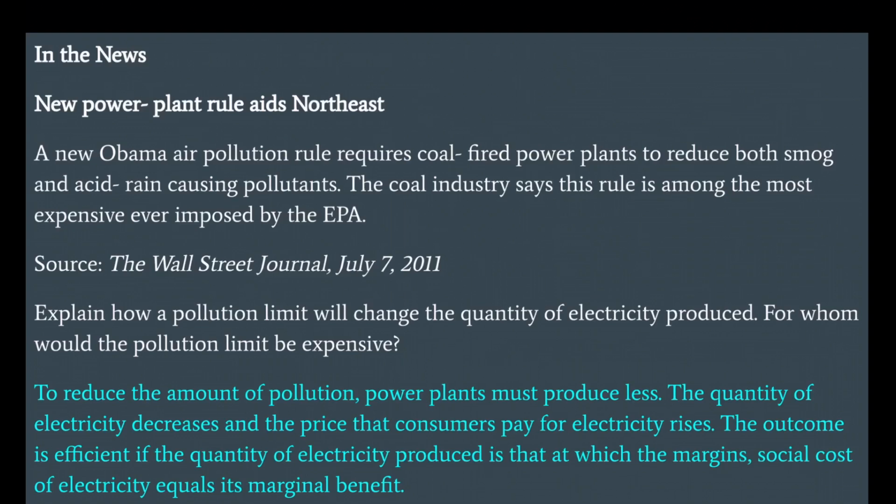To reduce the amount of pollution, power plants must produce less. The quantity of electricity decreases and the price that consumers pay for electricity rises. The outcome is efficient if the quantity of electricity produced is that at which the marginal social cost of electricity equals its marginal benefit.